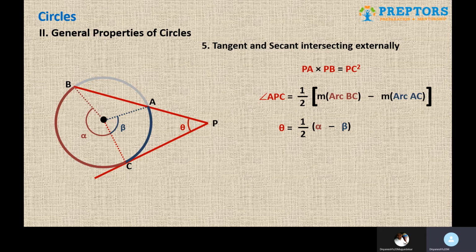This is the reason why I asked you not to remember half into alpha minus beta, because you have something exactly similar in the first theorem as well, and hence you should always remember it with the basic fundamental way and not the specific scenarios.